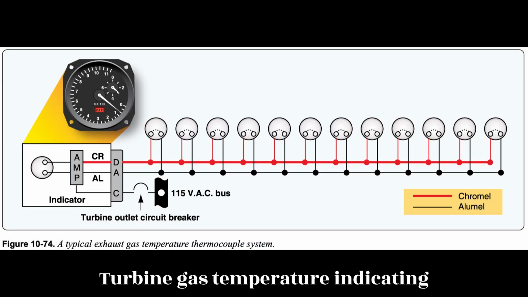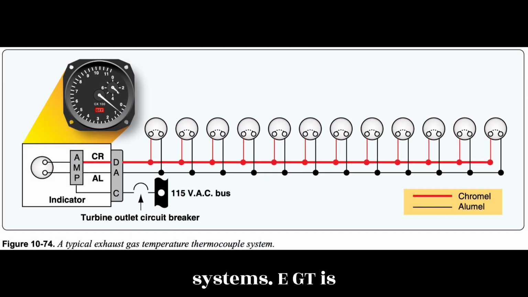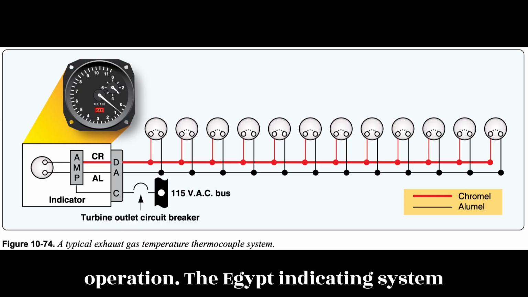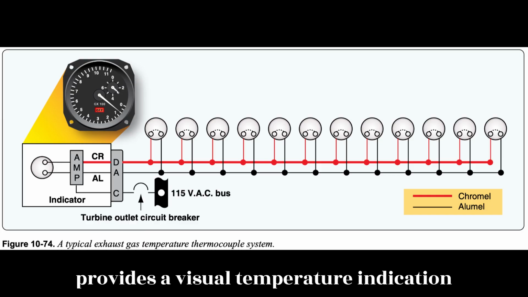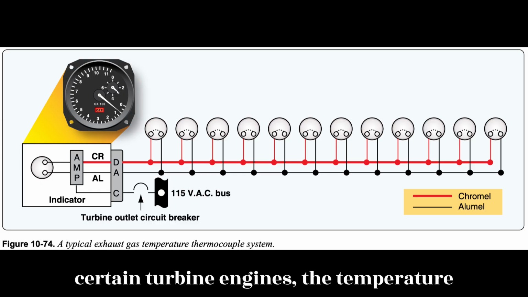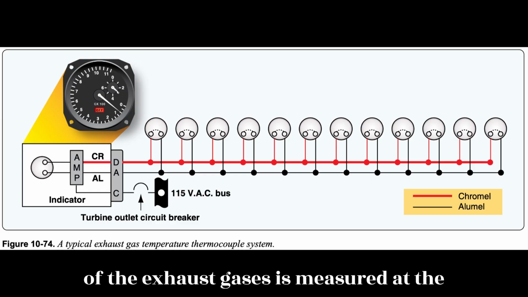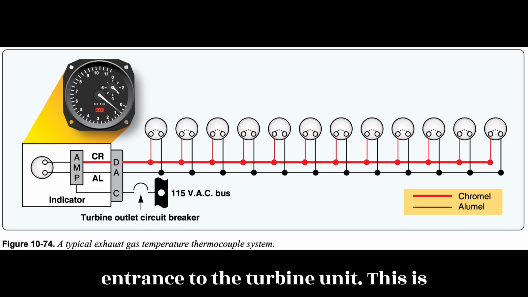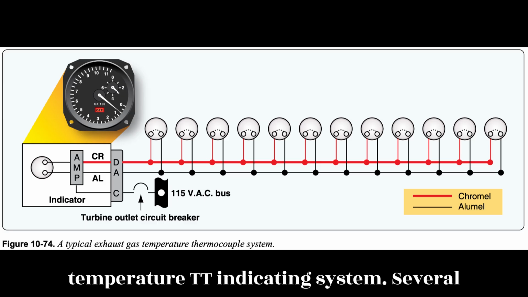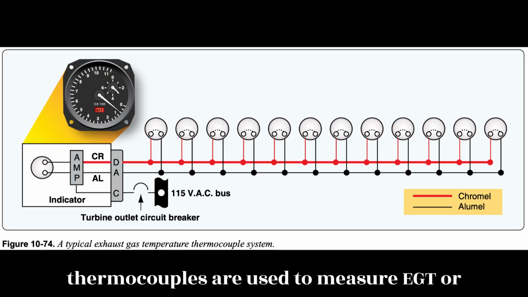Turbine gas temperature indicating systems. EGT is a critical variable of turbine engine operation. The EGT indicating system provides a visual temperature indication in the flight deck of the turbine exhaust gases as they leave the turbine unit. In certain turbine engines, the temperature of the exhaust gases is measured at the entrance to the turbine unit. This is referred to as a turbine inlet temperature, TIT, indicating system.